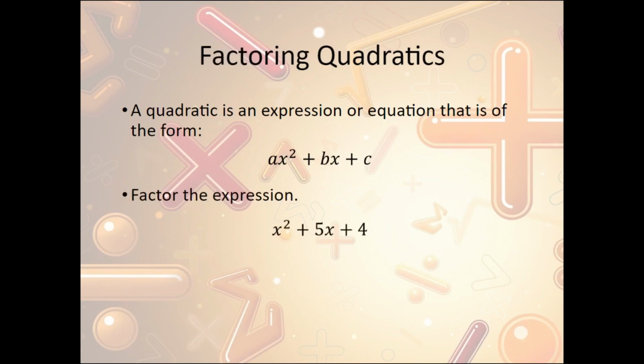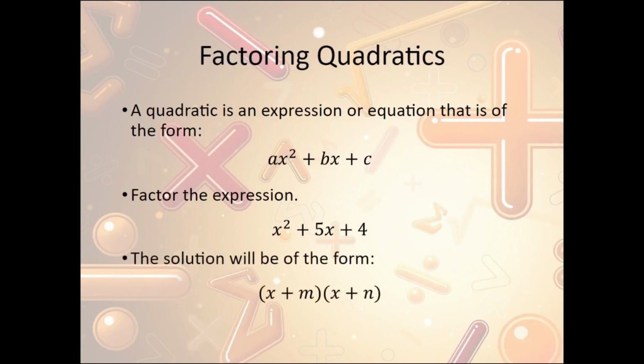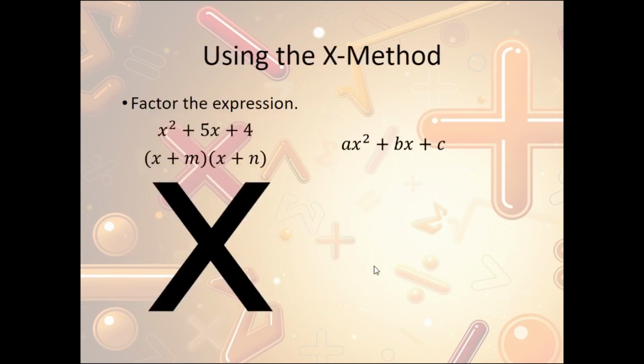So if I asked you to factor this quadratic, x squared plus 5x plus 4, the solution is going to be of this form: x plus m times x plus n, and m and n will be some number. So we need to figure out what numbers need to go in these two spots. And the way we do it is by using the x method.